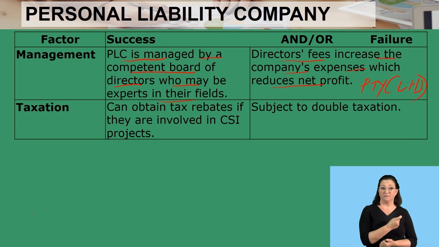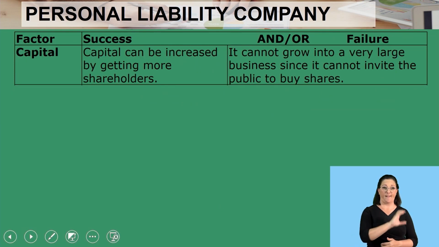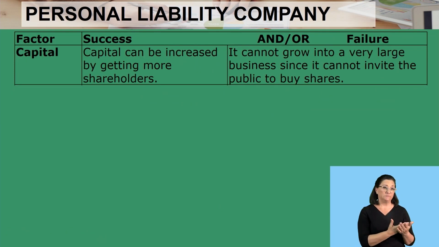Taxation, again, is similar to what we went through in the private company. The personal liability company can obtain tax rebates if they're involved in corporate social investment projects. And again, another aspect is that the failure is that a personal liability company is subjected to double taxation. Then another aspect is capital. How much capital can be obtained by a personal liability company?